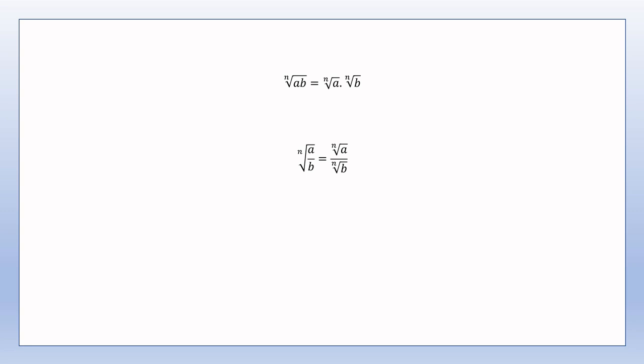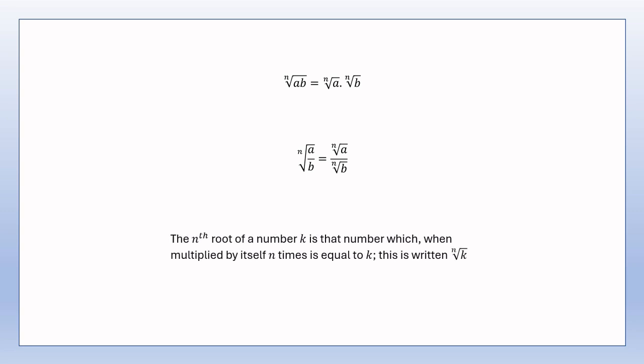For example, we don't want to be taking any even roots of negative numbers here, and dividing by 0 of course is right out. The nth root of a number k is that number which, when multiplied by itself n times, is equal to k, and this is written as the nth root of k.